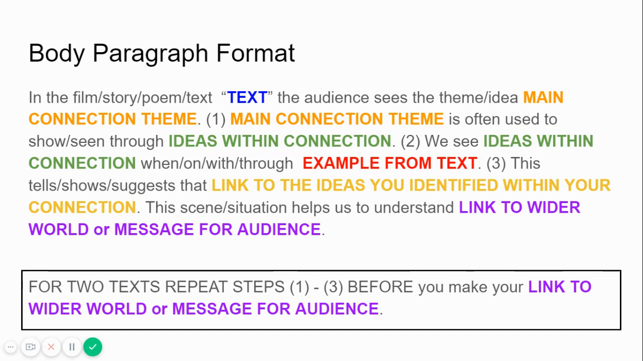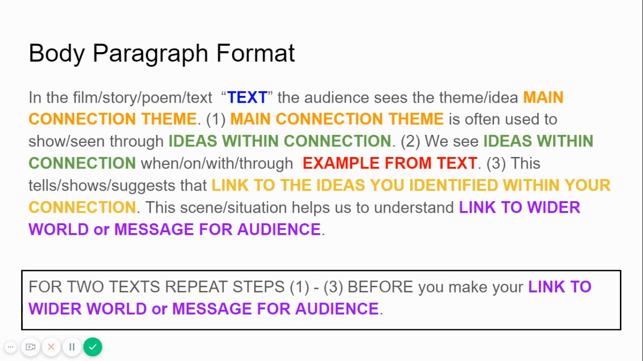So you would say, this helps us to see that so-and-so sacrificing something for the person that they care about was a form of unconditional love because blah, blah, blah. Then you'd finish it off with a link to the wider world. This helps the audience to understand the idea of unconditional love because, or this helps the audience to see that unconditional love is not always beneficial, or that unconditional love is a wonderful thing, blah, blah, blah.